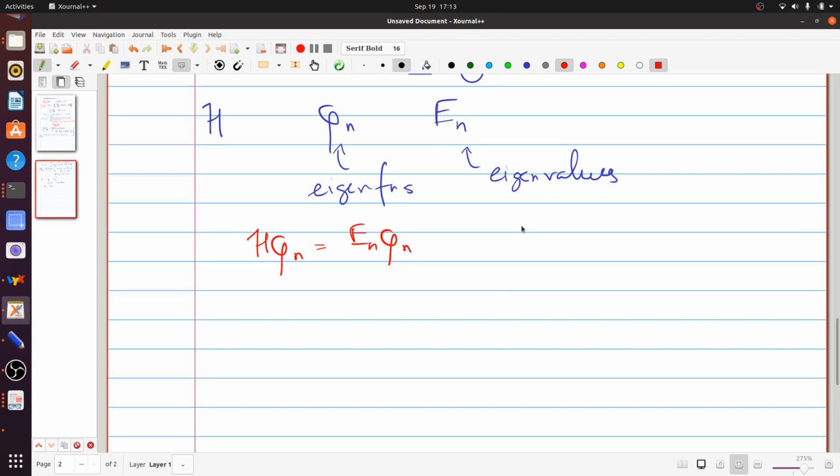We are also demanding, this is elementary quantum mechanics, that the phi n's are orthogonal, that they have to be, but we are also demanding that they are orthonormalized.